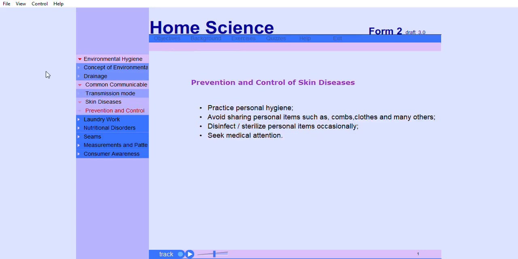In order to prevent and control skin diseases, one needs to practice personal hygiene, avoid sharing personal items such as combs, clothes, and many others. Disinfect or sterilize personal items occasionally. Seek medical attention.